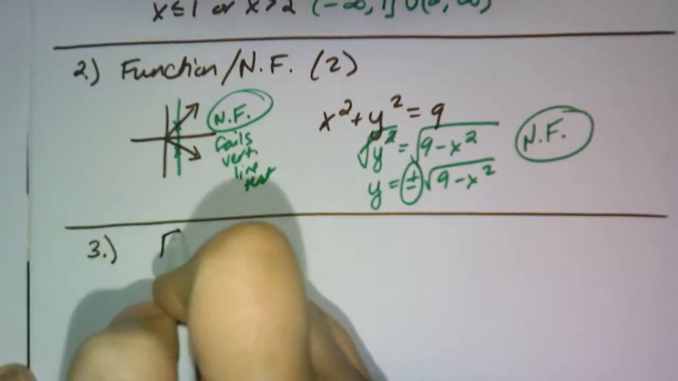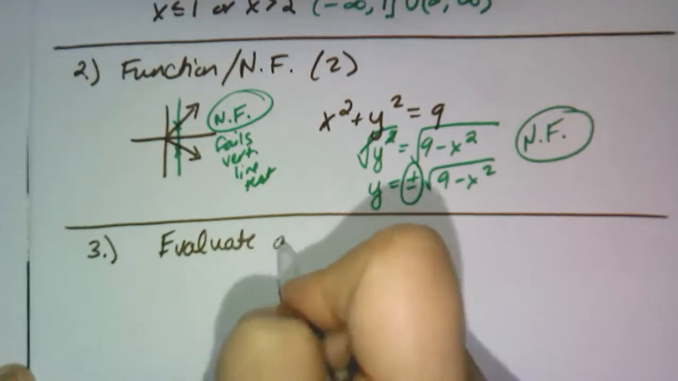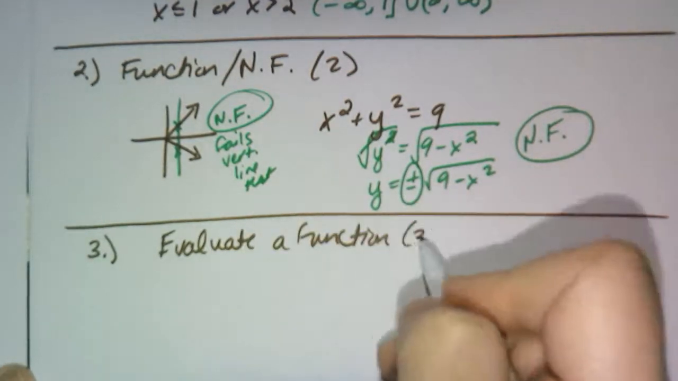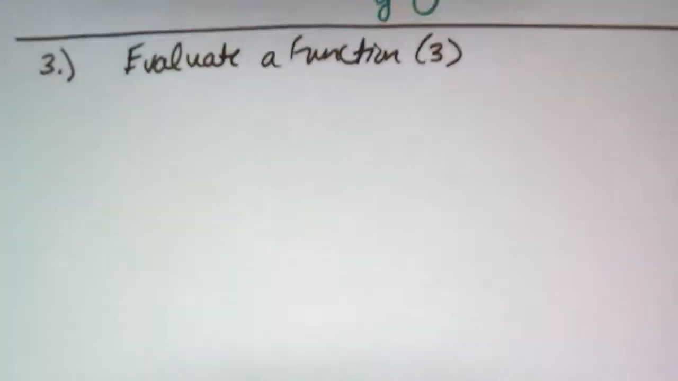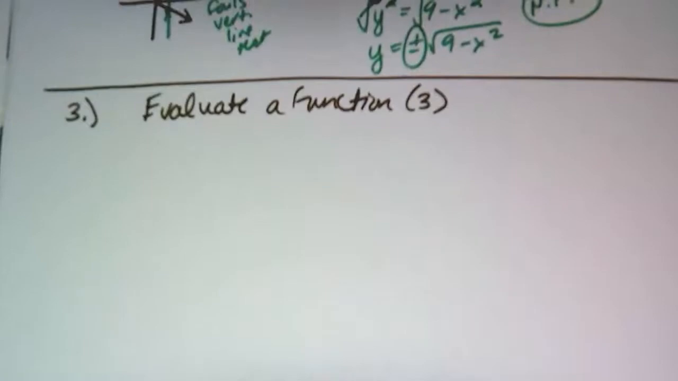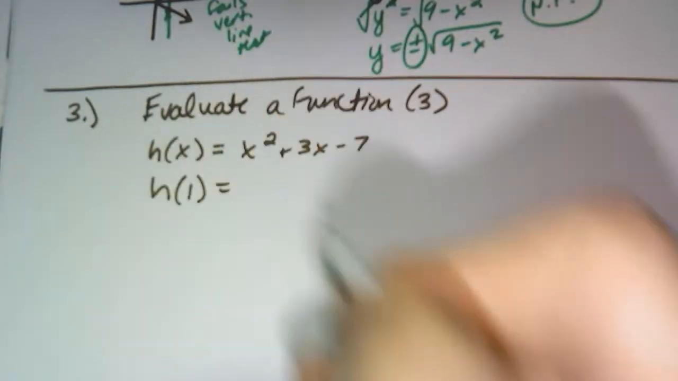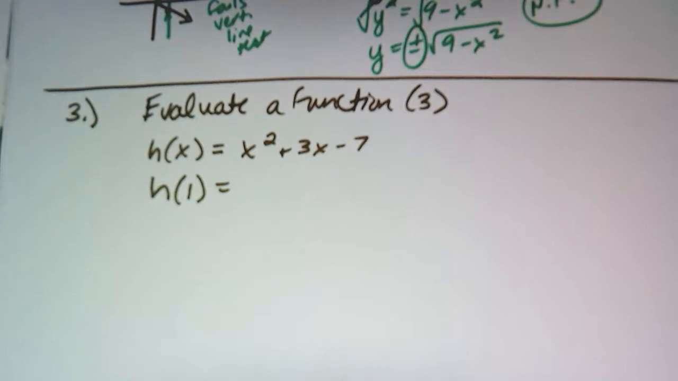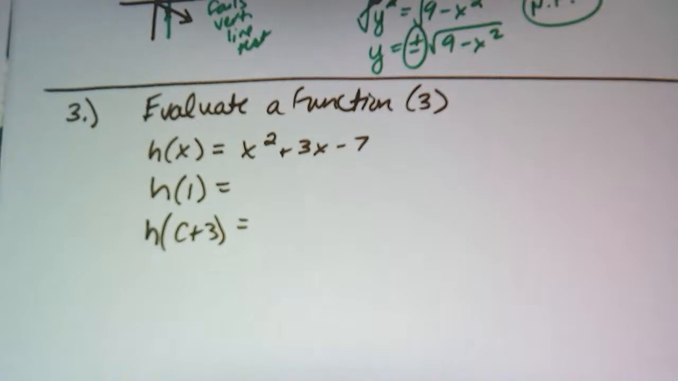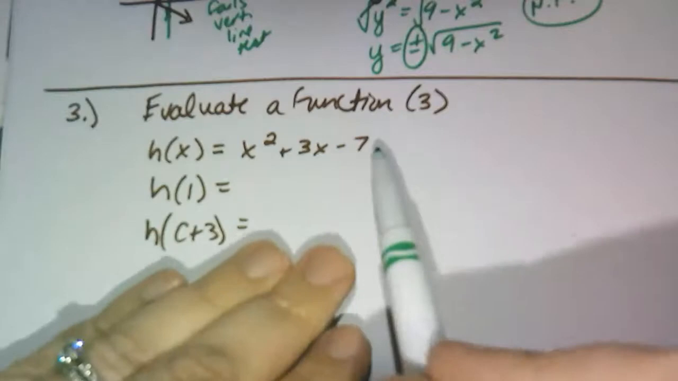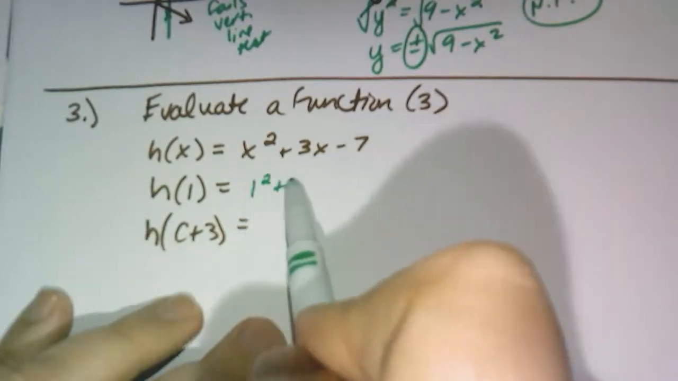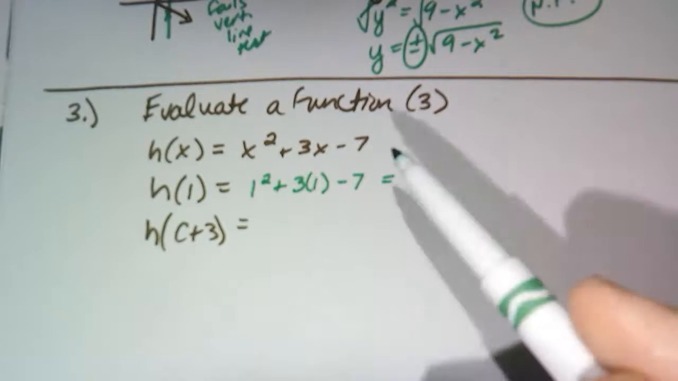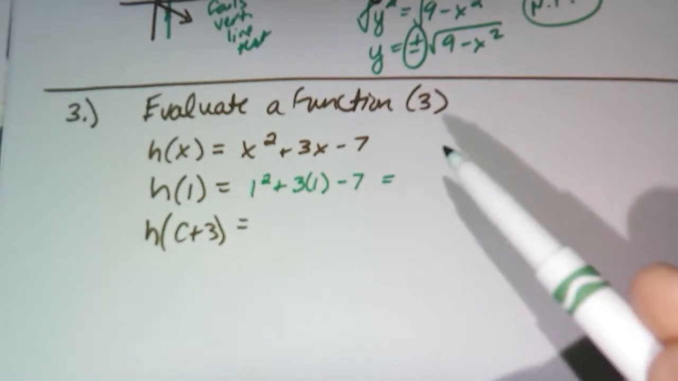Third thing, evaluate a function. There'll be 3 of these. I will give you a function like h of x equals x squared plus 3x minus 7. And I'll keep it really easy. I'll probably do like h of 1, h of w squared, and then h of c plus 3. Okay? So really, really easy. Evaluate means just plug it in. Everywhere you see an x, put a 1. 1 squared, 3 times 1, minus 7, and tell me what that gets to be. Which I don't know what it is. 1, 4, negative 3?